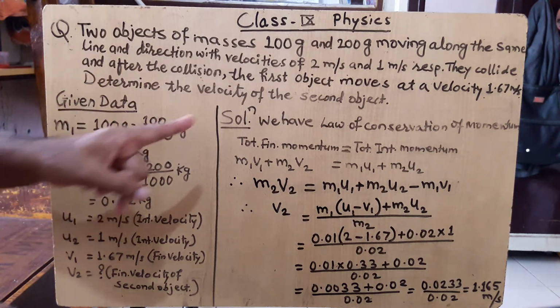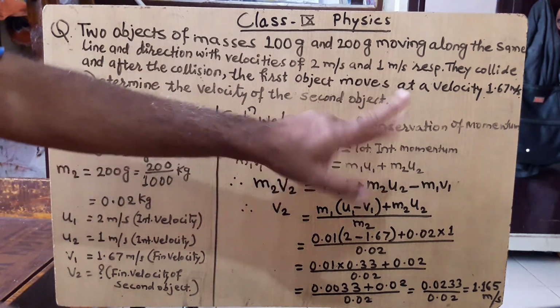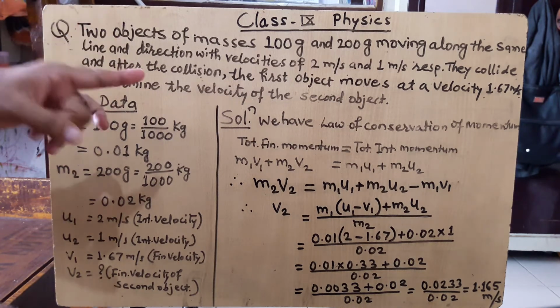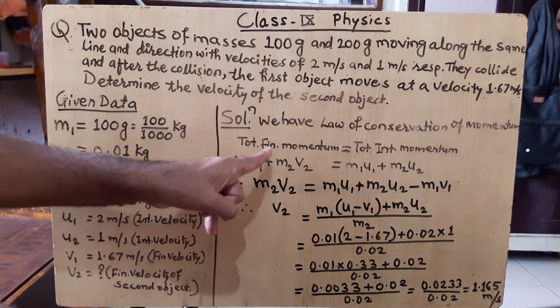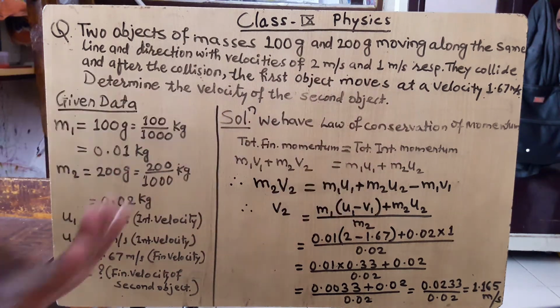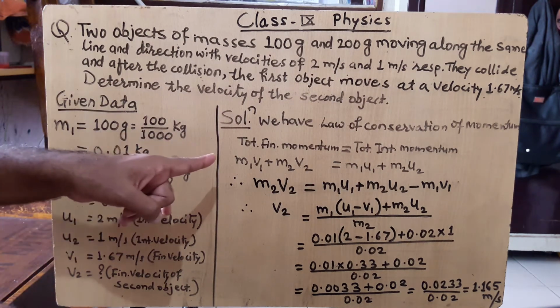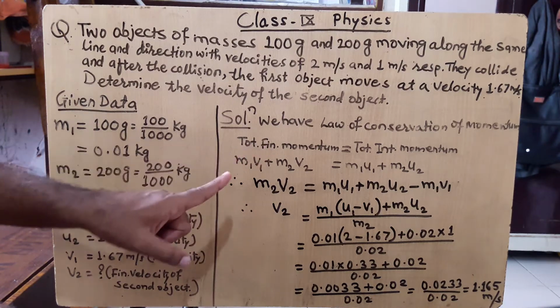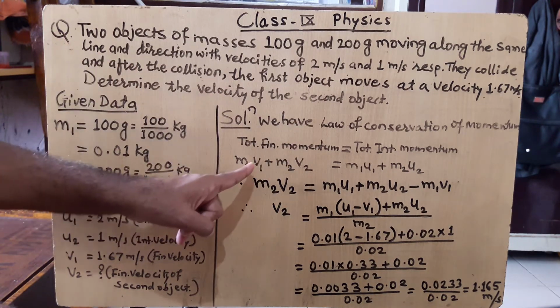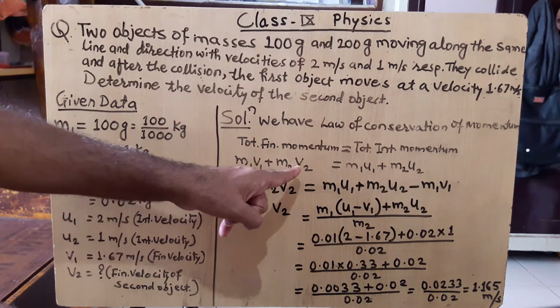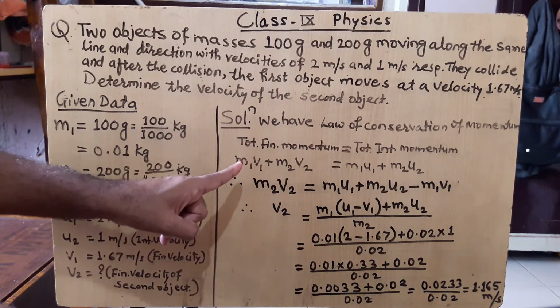Let's see the solution. We have the law of conservation of momentum, because this problem is based on the law of conservation of momentum. Total final momentum is equal to total initial momentum. So what is total momentum? It is the addition of two momenta, that is the momentum of the first object and the momentum of the second object. So m1 v1 is the momentum of the first object and m2 v2 is the momentum of the second object.